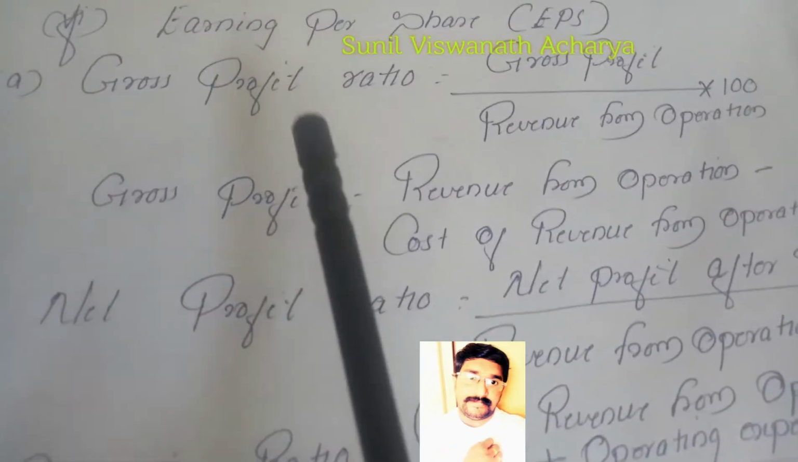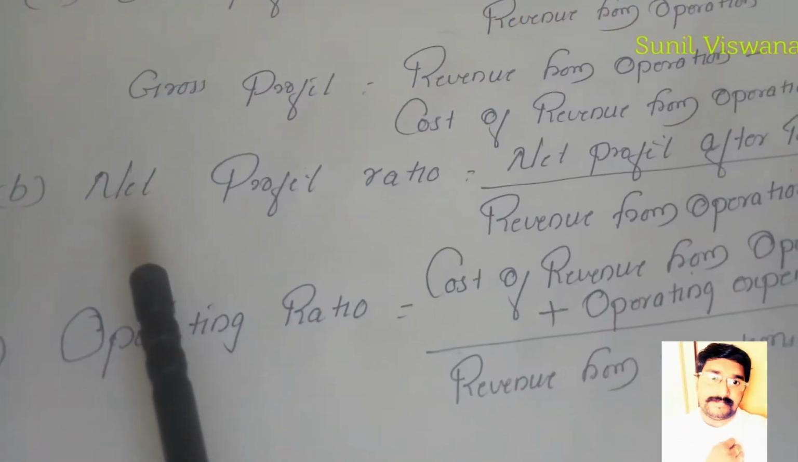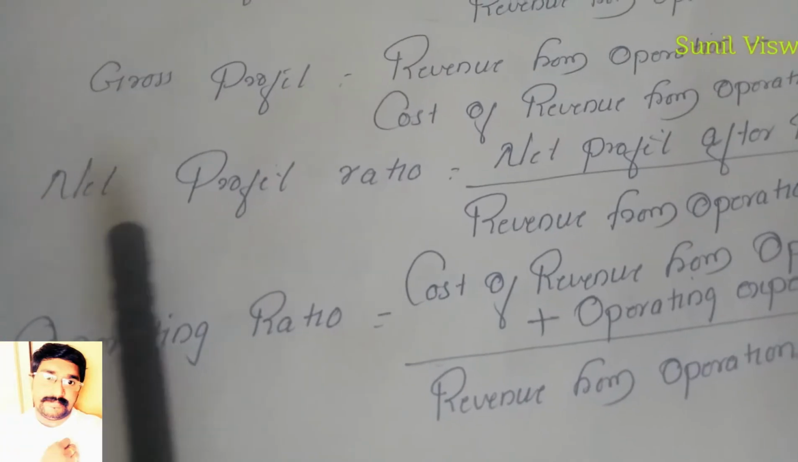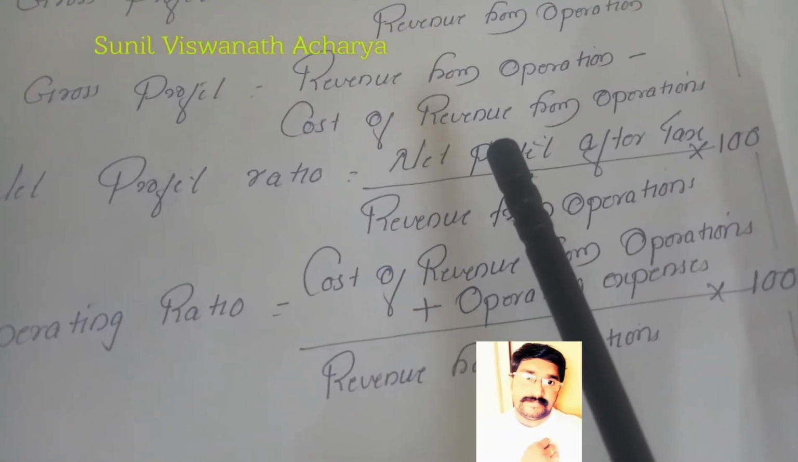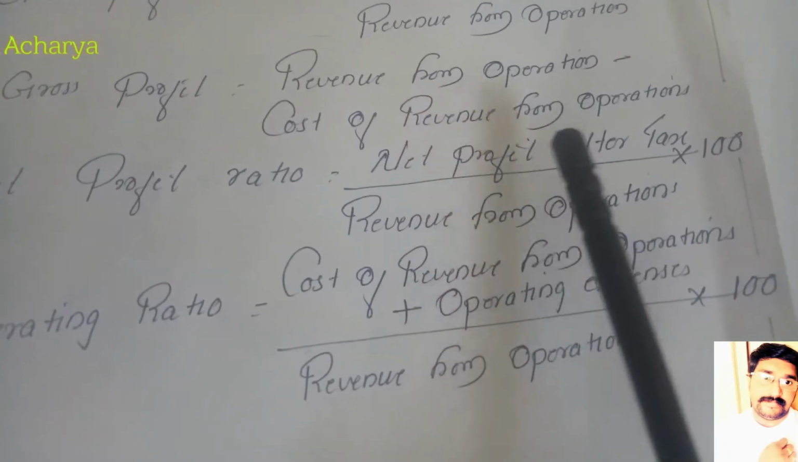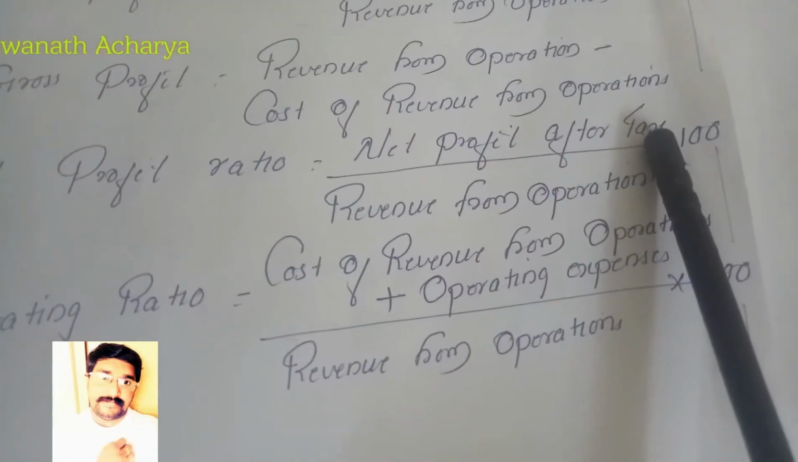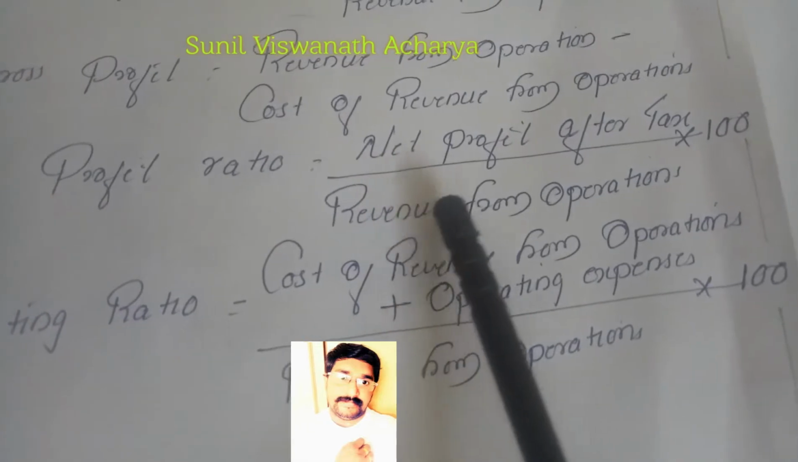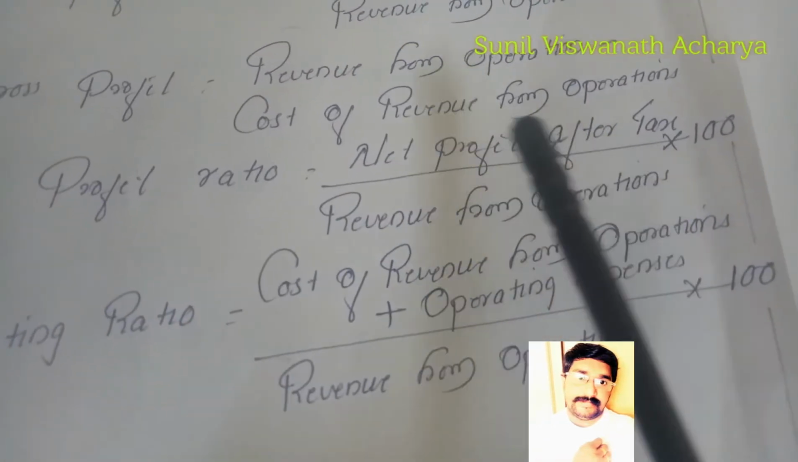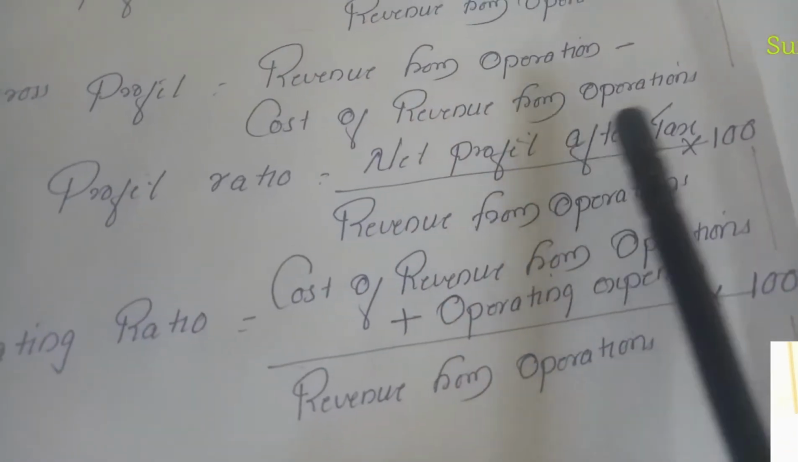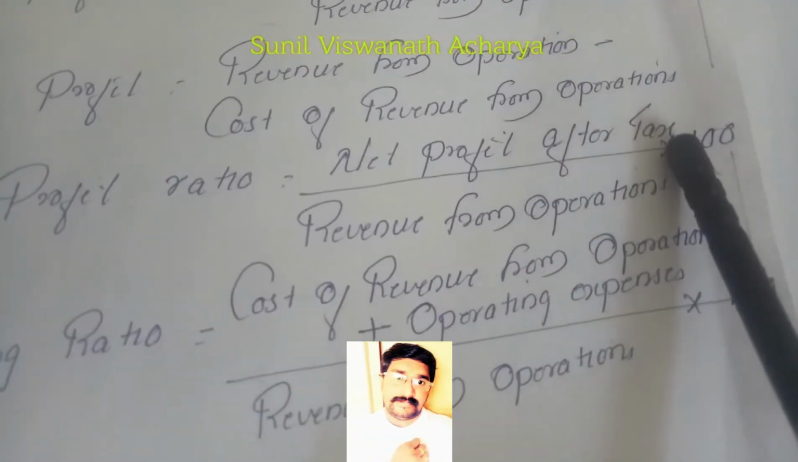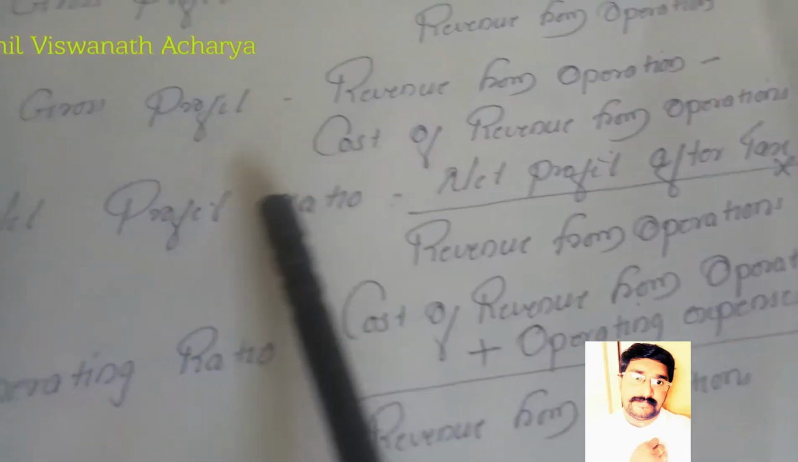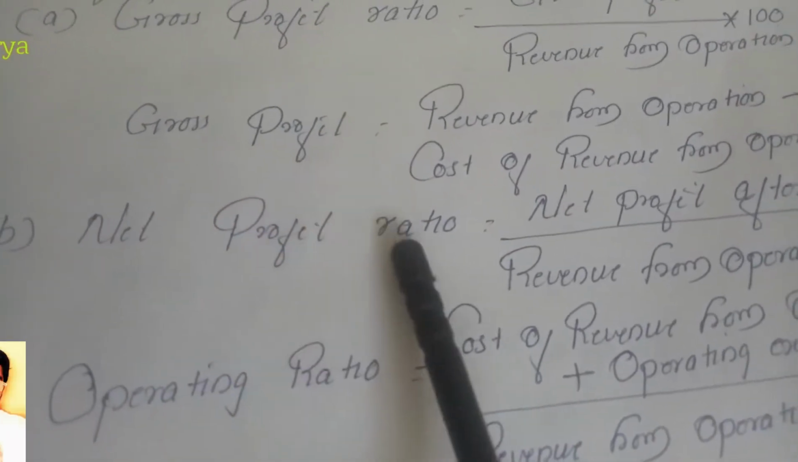Okay. Then the second profitability ratio is net profit ratio. How to calculate net profit ratio: net profit after tax divided by net revenue from operation. So net profit after tax divided by net revenue from operation into 100 is which ratio? Net profit ratio.